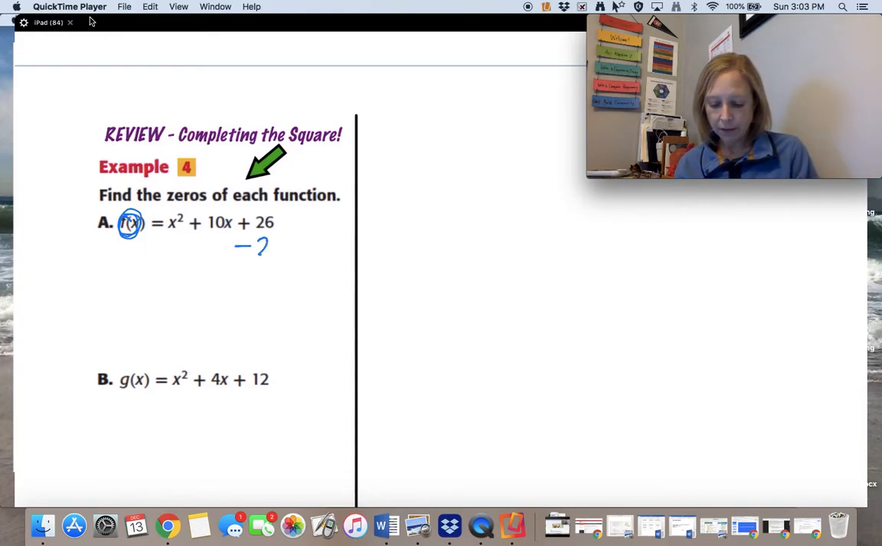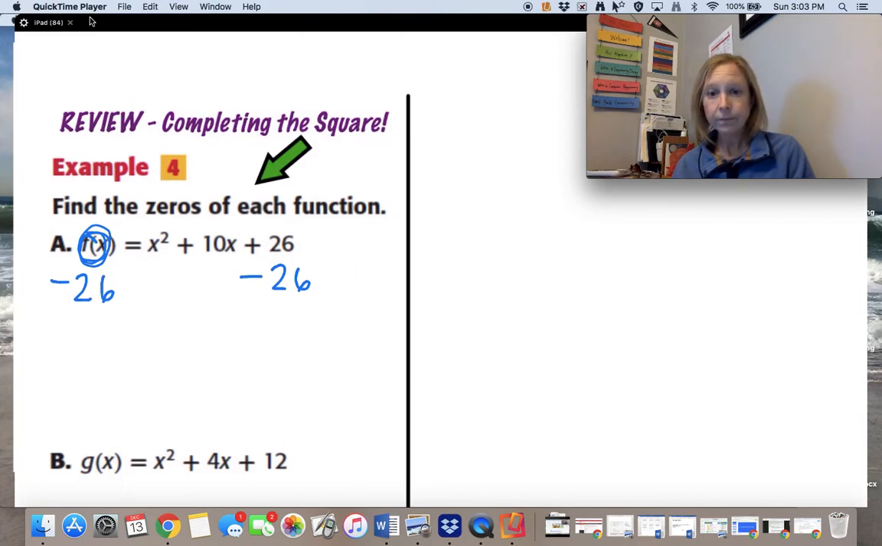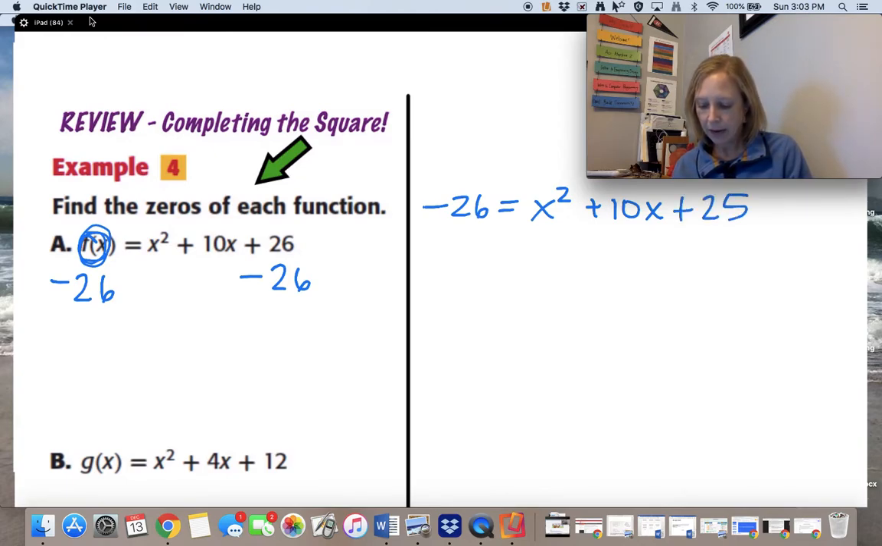Remember, when we complete the square, the first thing we do is separate our variable terms from our constant terms. Okay, negative 26 equals x squared plus 10x. I have a coefficient of 1, so I don't have to do any dividing. So now I complete the square. Half of 10 is 5. 5 squared is 25. So I'm going to add 25 to both sides.